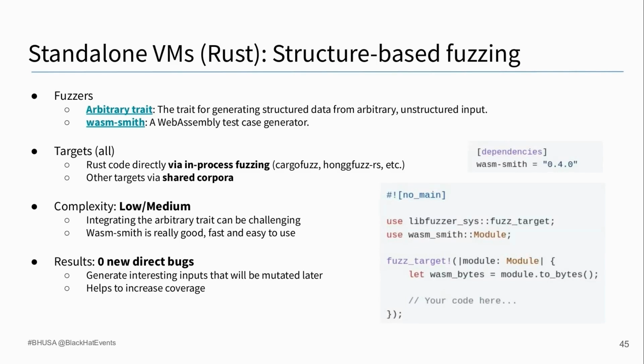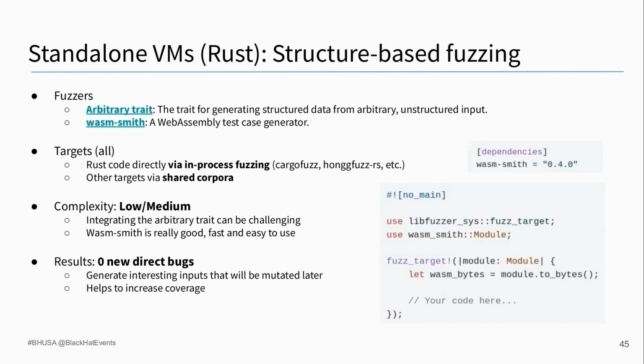In the same way, you have Wasm Smith, which is actually even better. That was released a bit after I was doing that. Typically, this WebAssembly test case generator will generate modules that are always valid. So I retargeted all my stuff by doing in-process fuzzing for at least the Rust libraries. And in the end, I also target the other ones, since the corpora was shared between each other. So that's also the good part.